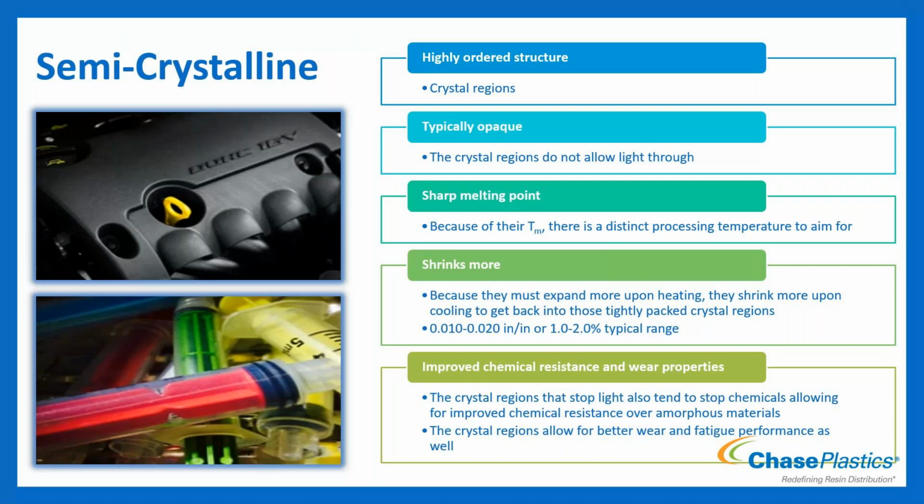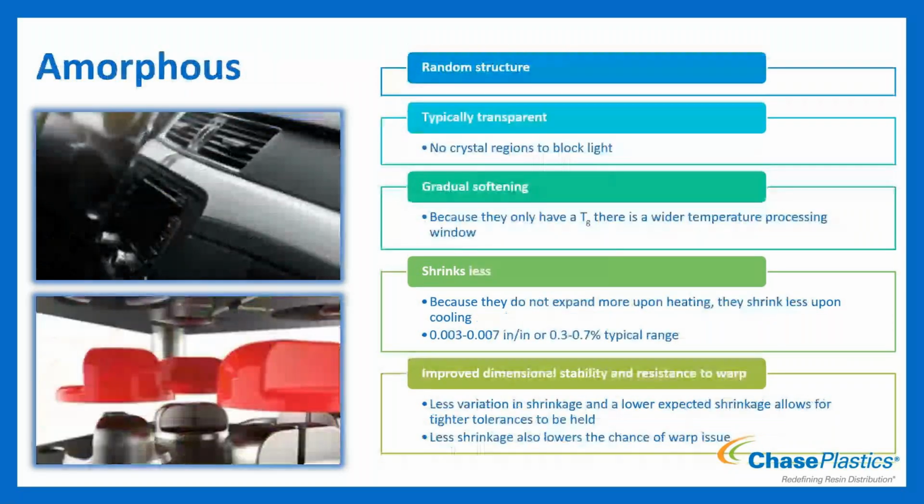Okay, and then on the flip side is going to be your amorphous material. Again, no structure. They don't have those crystal regions. And so random structure, because they don't have the crystal regions to block the light, they are typically transparent. There are some caveats to that. Materials like ABS, because of the butadiene, are not transparent. But if you remove the butadiene and have SAN, it is transparent. So most of the materials are going to be transparent. Think of polycarbonate, acrylic, polystyrene, clear materials, amorphous.